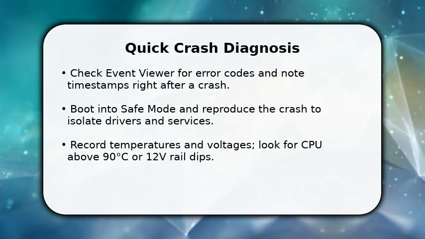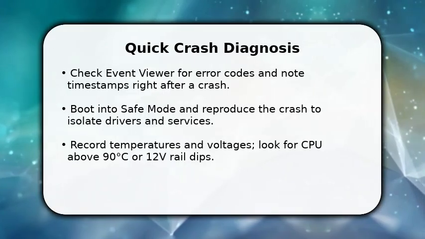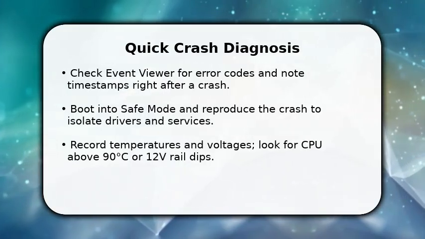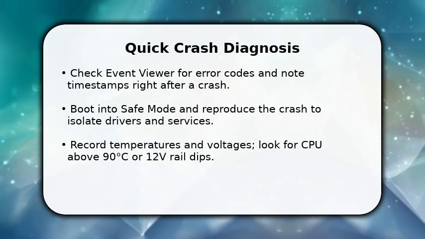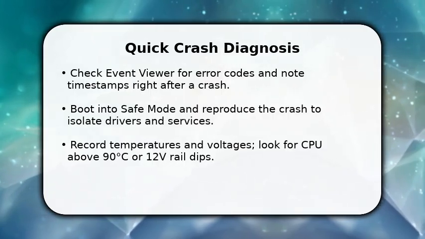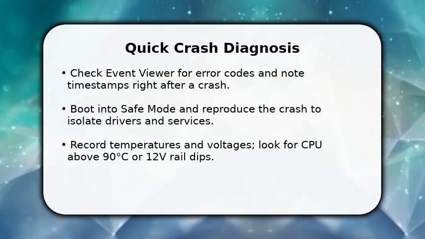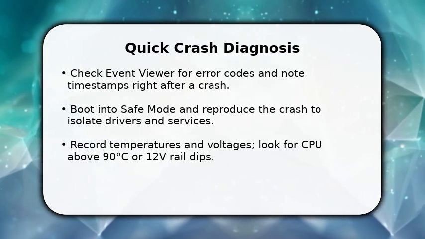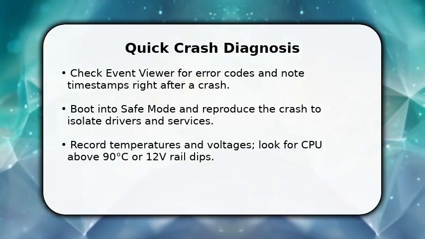Record CPU and GPU temperatures and PSU voltages. Look for CPU above 90 degrees C or 12V rail dips. Log RAM size and slots used. For example, 8 GB in slot 1 and 8 GB in slot 2.